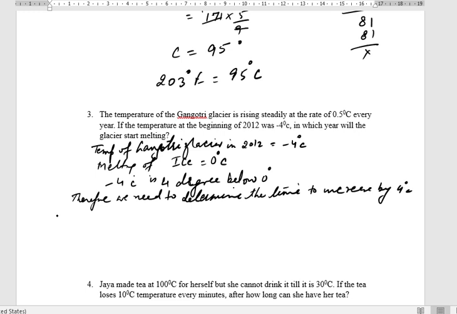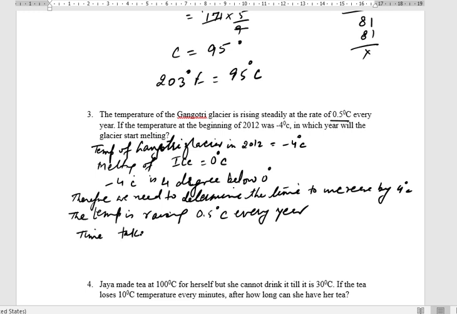Isn't it? Now the temperature is rising. By how much is it rising? 0.5 degrees Celsius every year. So we have to find out in how many years 4 degree will be reached. So time taken by the glacier to melt equals 4 divided by 0.5.